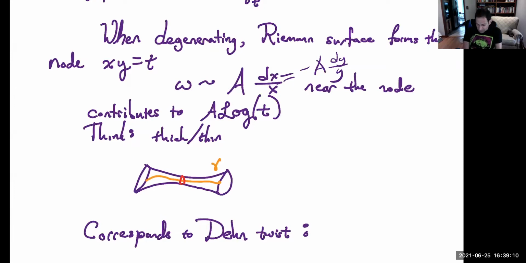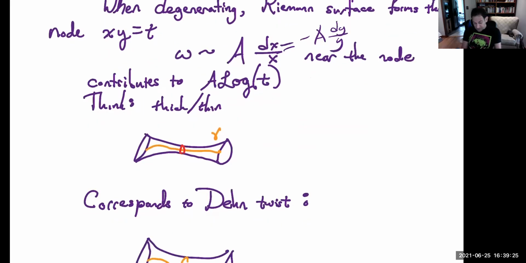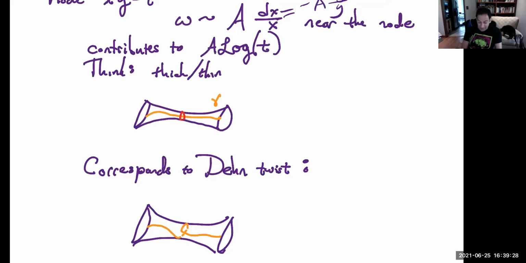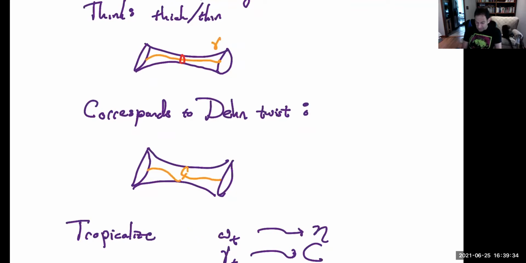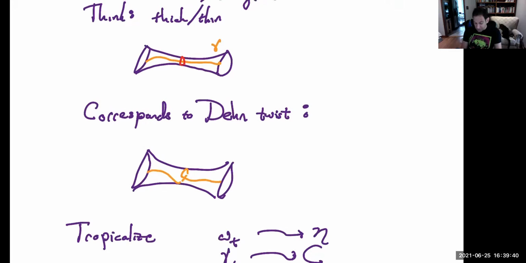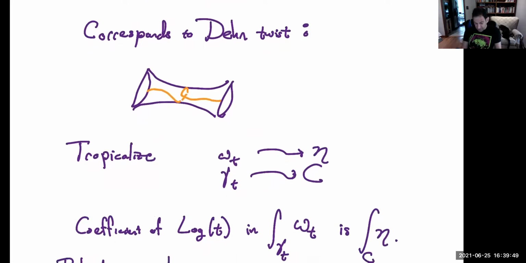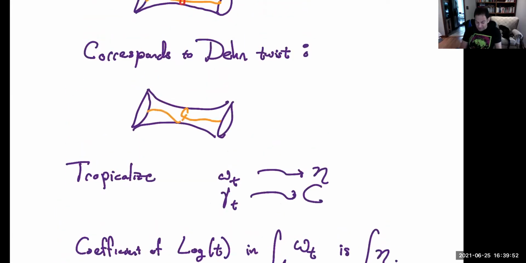when you integrate through the node, or you're going through a path that passes through a vanishing cycle that's going to shrink to 0 on the node, the contribution is a log t, where a is picking up the residue of this pole. And if you want to think classically, this is like the thick-thin decomposition of a Riemann surface. Or if you have a family and you're thinking about the monodromy of this family, this corresponds to a Dehn twist, where you're shrinking the vanishing cycle to 0 and it's twisting a path through the vanishing cycle around it. And you can take this situation and you can tropicalize it.